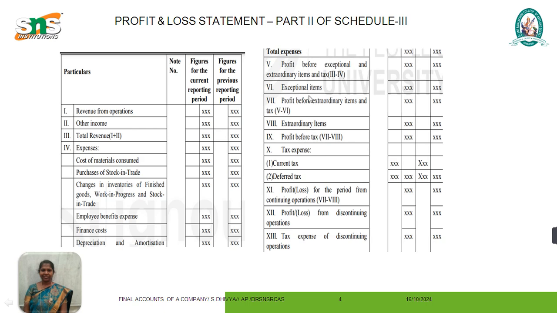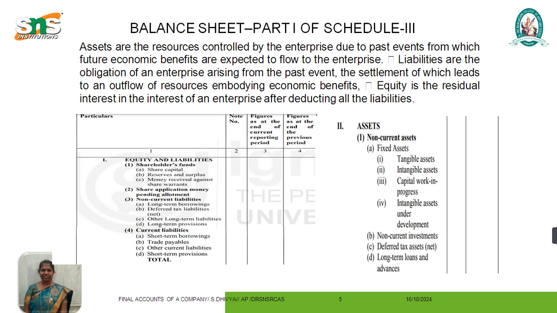The sixth is exceptional items, and the seventh is profit before extraordinary items, that is, we subtract the sixth from the fifth. The eighth is extraordinary items, and the ninth is profit before tax, that is, seven minus eight. The tenth is tax expenses, current tax and deferred tax. The eleventh is profit or loss for the period from continuing operations, the twelfth is profit or loss from discontinued operations, and the thirteenth is tax expenses on discontinued operations. This is the new format given in Schedule 3 of the Companies Act 2013.